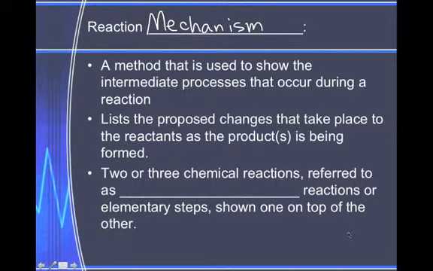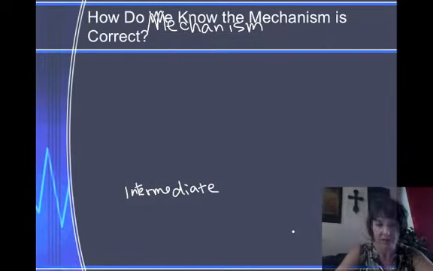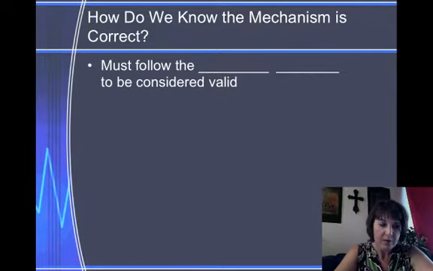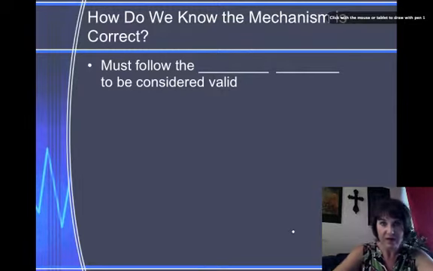Usually this is 2 or 3 chemical reactions that are referred to as intermediate reactions or elementary steps, and we show one on top of the other, like step 1 above step 2 and step 2 above step 3. So the problem is we could probably describe several different mechanisms, and we can propose a couple of different ways. How do we know which one is correct?